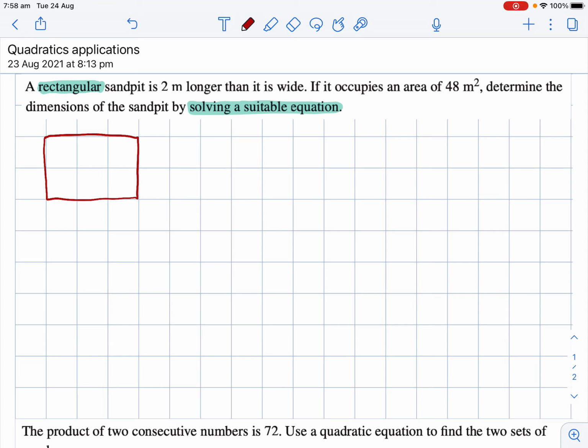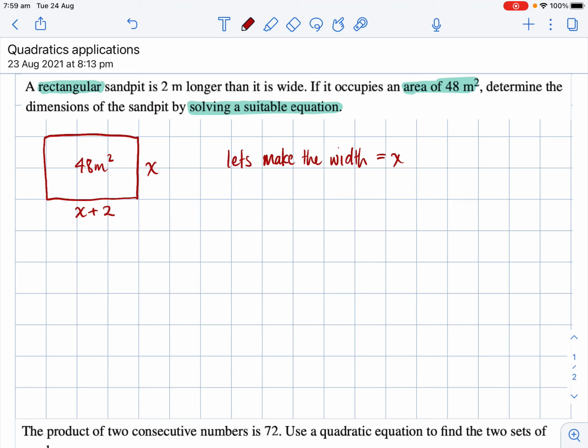So we don't know how wide it is. So let's make the width of the rectangle equal x. Why do I do that? Well, I've got to create an equation. Let's bring in a variable. So the width is x and it's 2 meters longer. So the length would be x plus 2. And I also know that it has an area of 48 meters squared. Cool. Determine the dimensions.